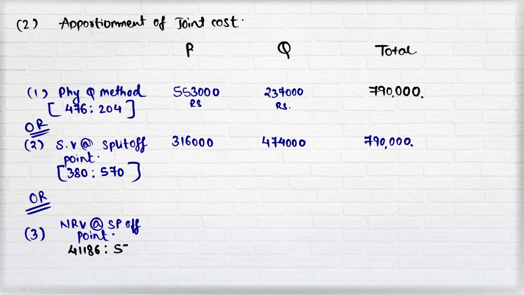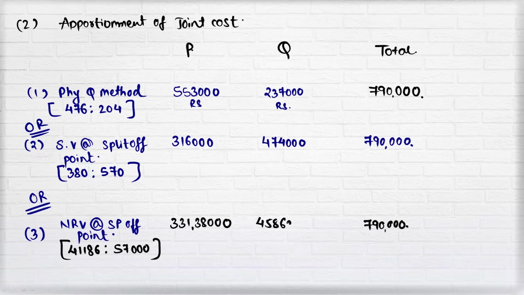41186 is to 57,000. You need to distribute 7,90,000 in this ratio. What is the answer? And 4 crore 58 lakh 60. These are the various methods by which you can apportion your joint cost between P and Q.